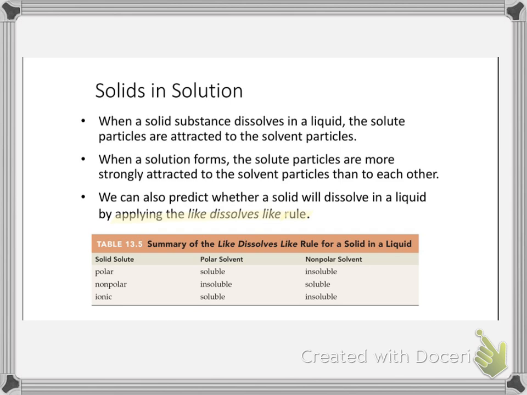So on this table, this is a summary for solids, and really the only thing that's added here are the ionic compounds. So again, you'll see that we have polar is soluble in polar and insoluble in nonpolar. Let me back up because I didn't even mention the words. So we're not using the words miscible and immiscible anymore, are we?